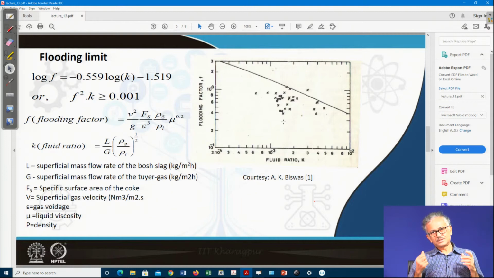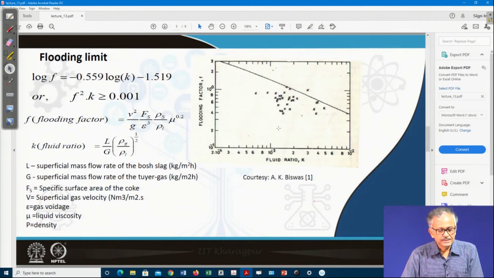For that, you can control the physical properties of the slag, like density, viscosity or wettability of the slag, and you can control the gas velocity by high top pressure. And for the liquid velocity, the volume of the liquid, obviously the slag volume, it is better if you can reduce it. The higher the slag volume, the higher will be the K, and the flooding tendency will be higher.